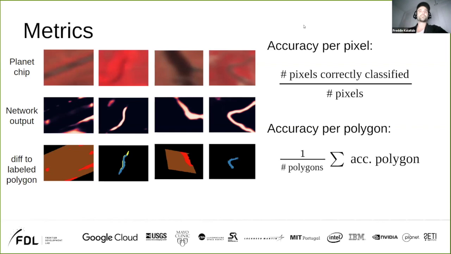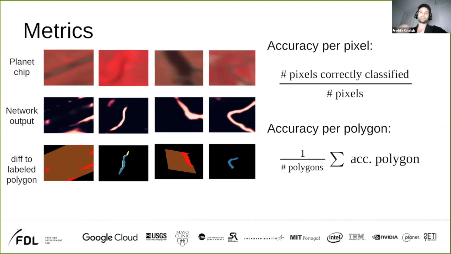There's a middle row, which shows what the corresponding model output looks like. Here it very much looks like a heat map where each pixel is a value between 0 and 1 saying whether this pixel is likely to be water or not. And then on the bottom row, you see a visualization of the difference between what the model predicts and what the ground truth is.